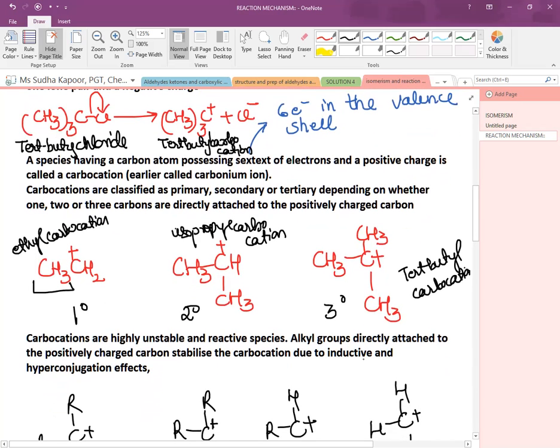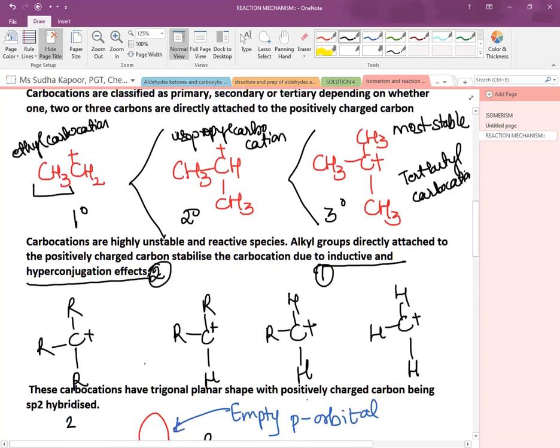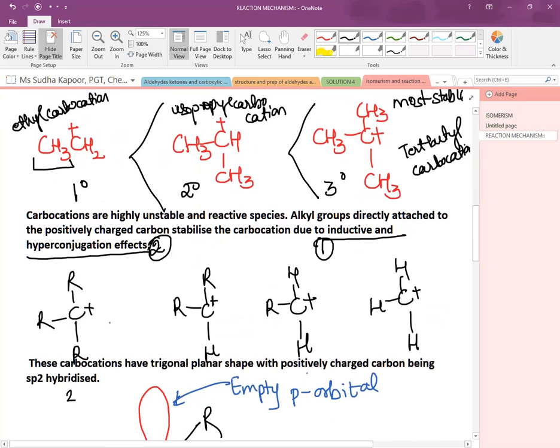So the tertiary butyl carbocation is highly stable in nature. And why is it stable? It is due to the inductive effect and hyperconjugation. Both of these will be discussed a little later, after the whole of the reaction intermediates has been explained in the beginning. So tertiary butyl carbocation is going to be most stable, 3 degree, then 2 degree and then 1 degree. The two reasons behind it are the inductive effect and hyperconjugation.